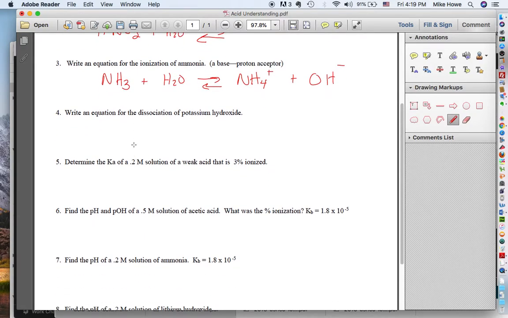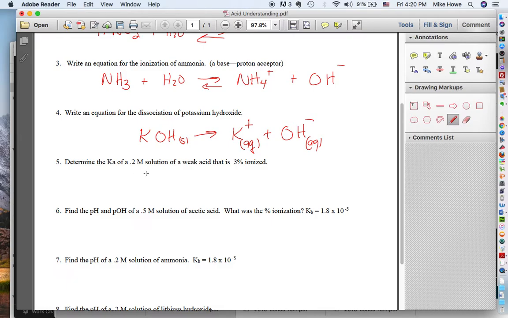All right, number 4, an equation for the dissociation of potassium hydroxide. To dissociate means to come apart. So for strong bases, we don't think about them interacting with water. We think about them as a solid becoming ions. Would there be a double arrow or a single arrow here? So that'd be single because that's a strong base, and strong bases don't hit equilibrium.